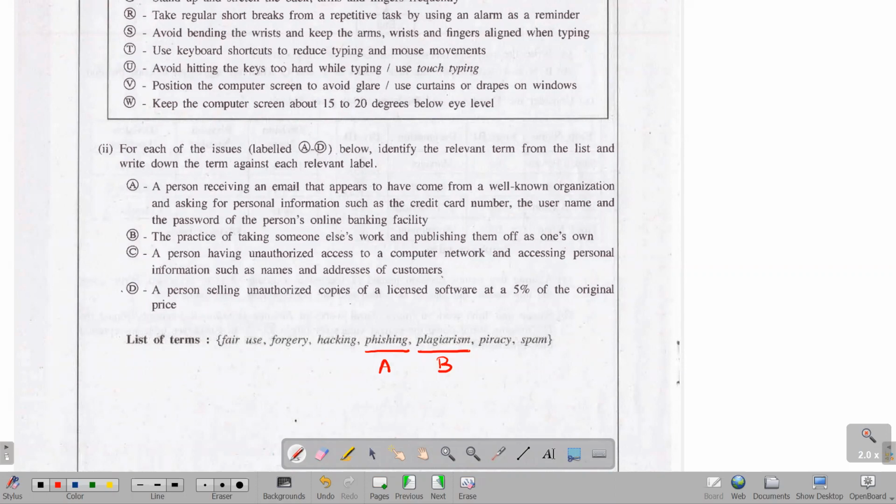Okay, let's keep the C and go for the D. A person selling unauthorized copies of licensed software. Yeah, this is definitely piracy, which we can choose for D. And unauthorized access. Yeah, since it says computer network, you can go with hacking. But it could be clarified much better. Right, so anyway, for A, it's phishing, B is plagiarism, C is hacking, D is piracy.